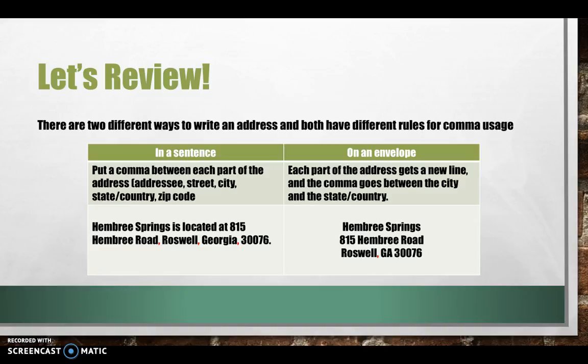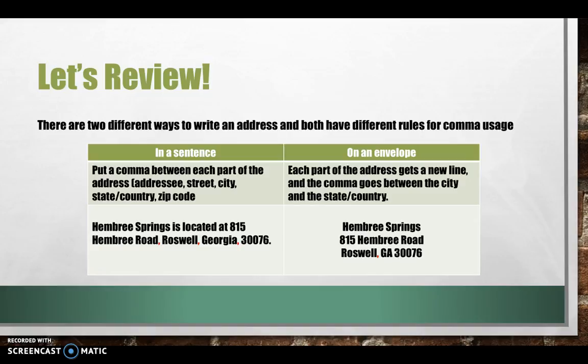The person who you are writing to, called the addressee, the street, the city, the state and country, and the zip code. So, for example, Hembry Springs is located at 815 Hembry Road, Roswell, Georgia, 30076. However, on an envelope, each part of the address gets a new line, and the comma goes between the city and the state, or the country.